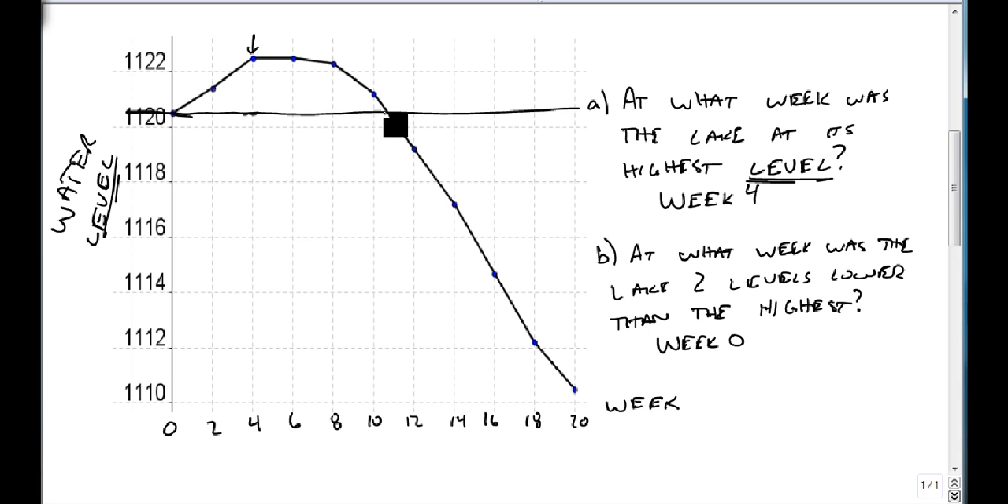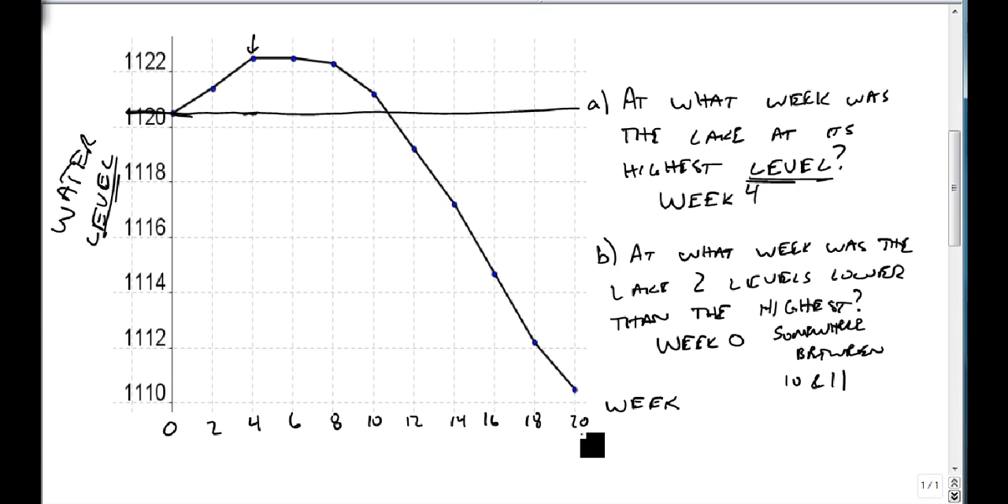And we look right here, we come down, and it looks like somewhere between 10 and 11 it does the same thing. So we can use this to get a feel for what's going on in the graph. Obviously I could ask another question, like what's the lowest level? We come here, week 20, it's a lot lower.